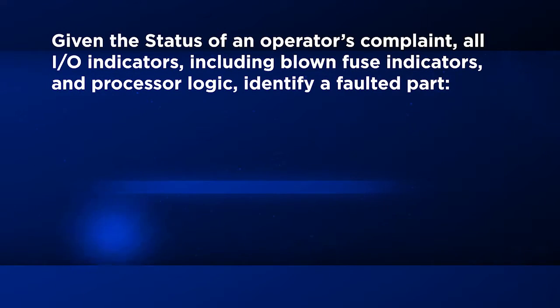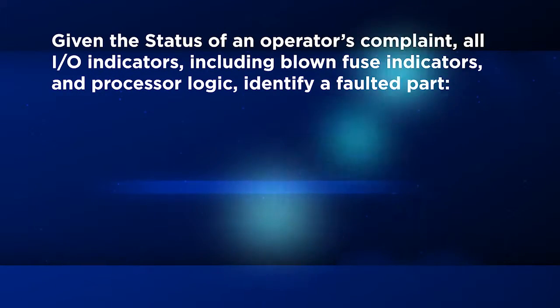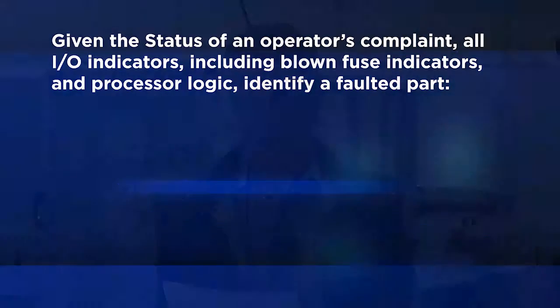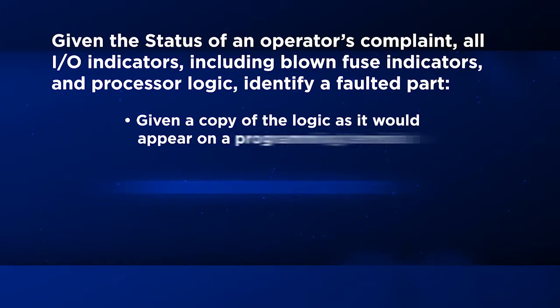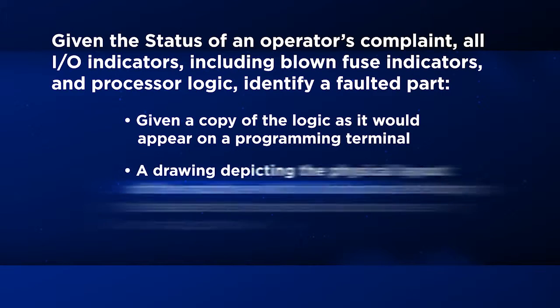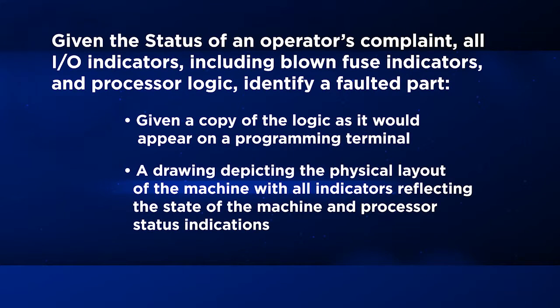Because 7 is a brand new item. It says, given the status of an operator's complaint, all I/O indicators, including blown fuse indicators and processor logic, identify a faulted part. Given a copy of the logic as it would appear on a programming terminal and a drawing depicting the physical layout of the machine with all indicators reflecting the state of the machine and processor statuses, we want them to identify what went wrong on this paper exercise of troubleshooting.